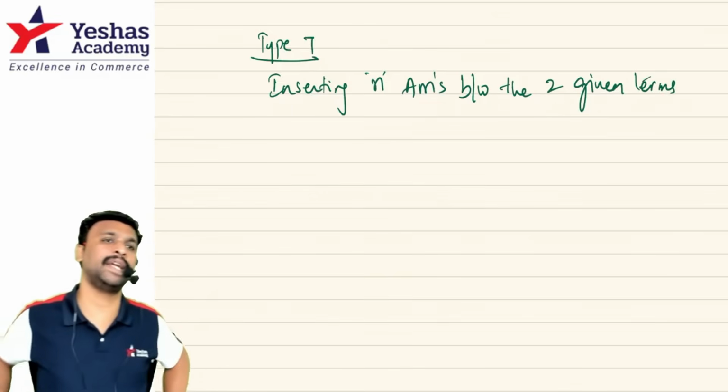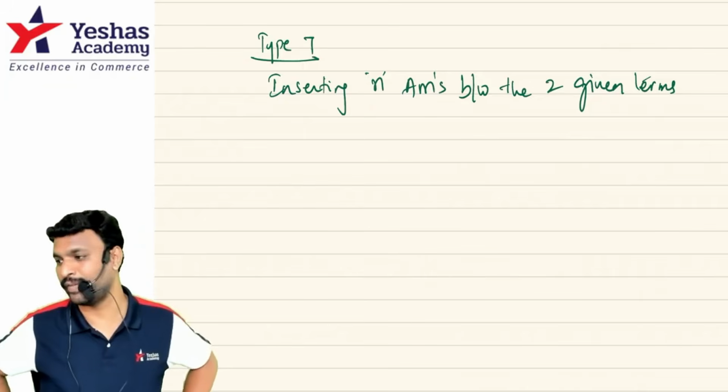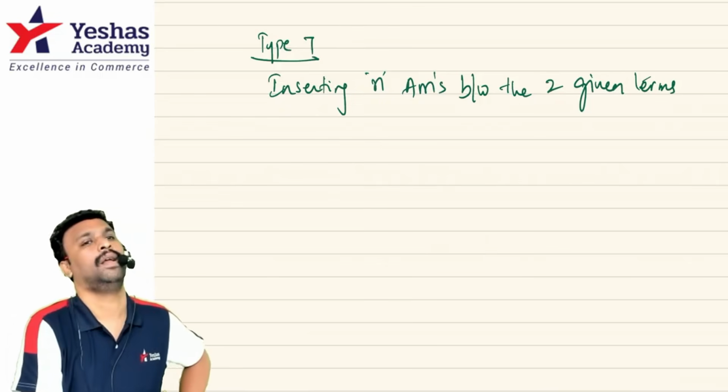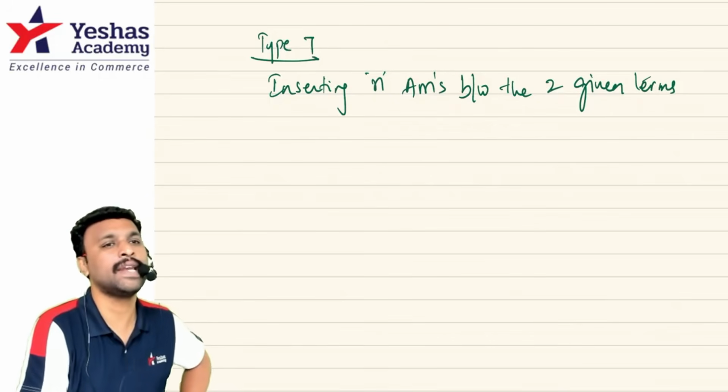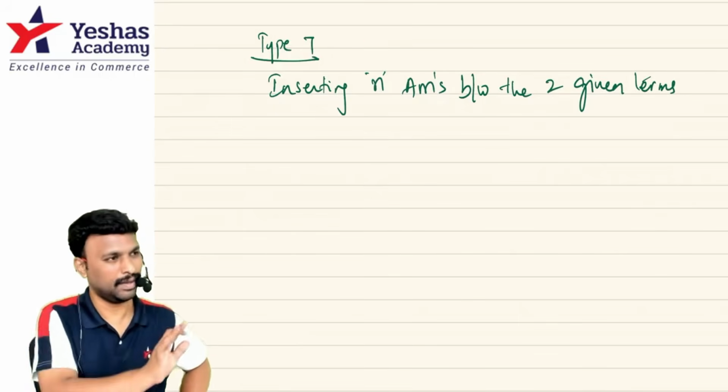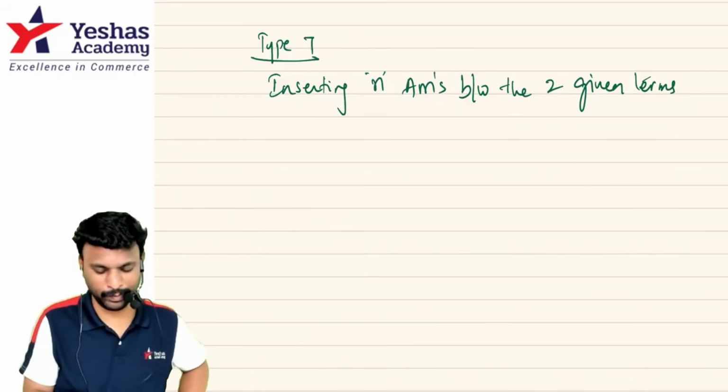Inserting n arithmetic means between the two given terms. Please concentrate. What do you mean by inserting n arithmetic means between the two given numbers? Don't write the example which I'm going to give you. Let's say 3 and 9 are given.